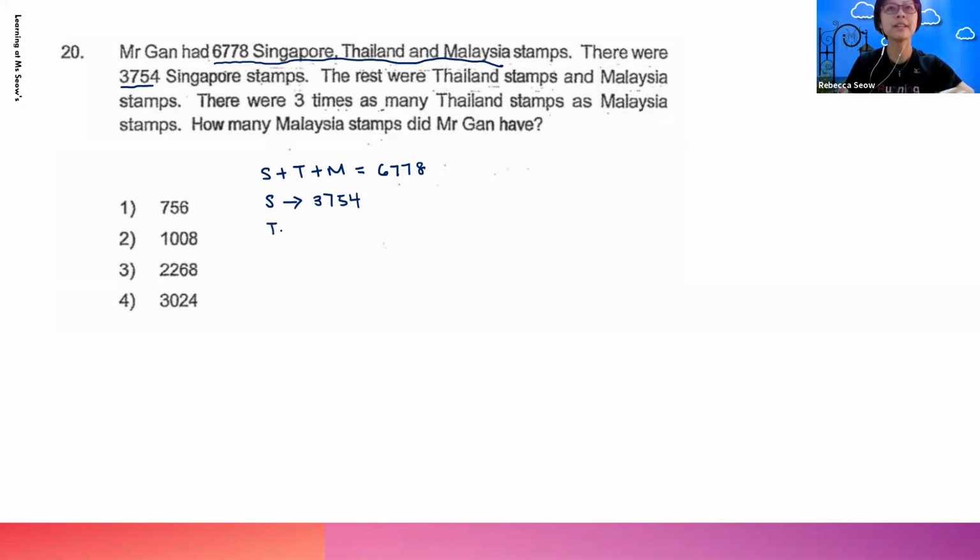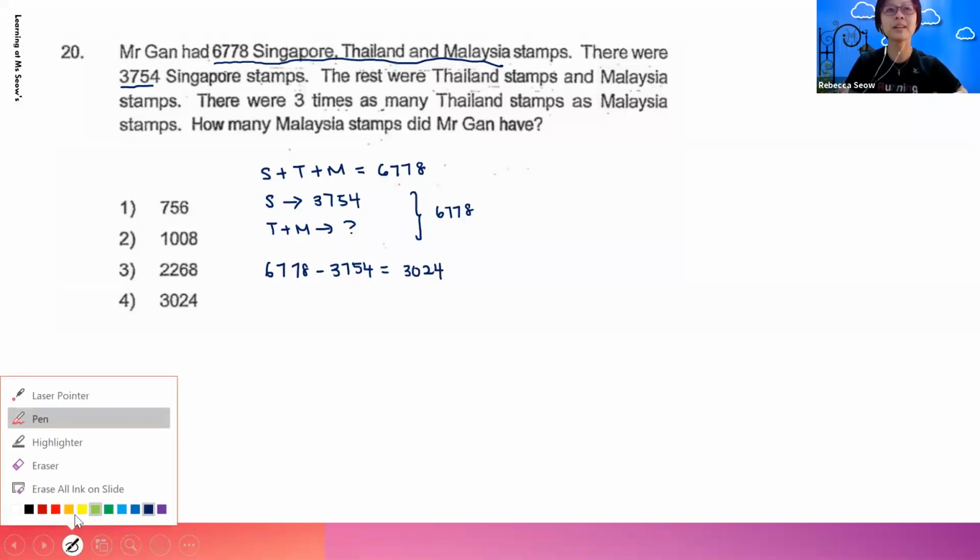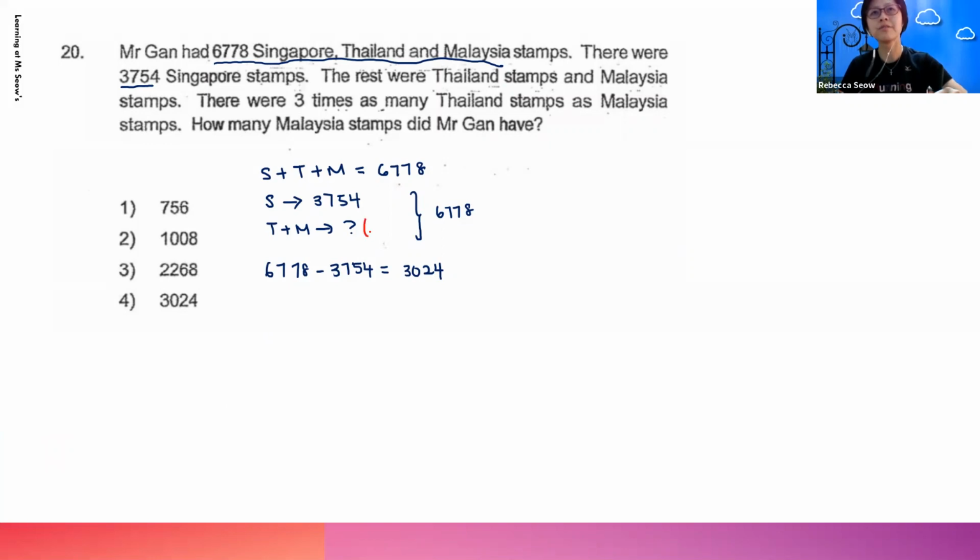So can we find the number of stamps from Thailand and Malaysia? Now, based on the question, we know that all three countries, in total, the number of stamps is 6,778, right? So from here, we can find the number of stamps from Thailand and Malaysia by taking 6,778 minus 3,754. So if you were to subtract, you will get 3,024. Okay, so in place of the question mark, I'm going to put down 3,024.